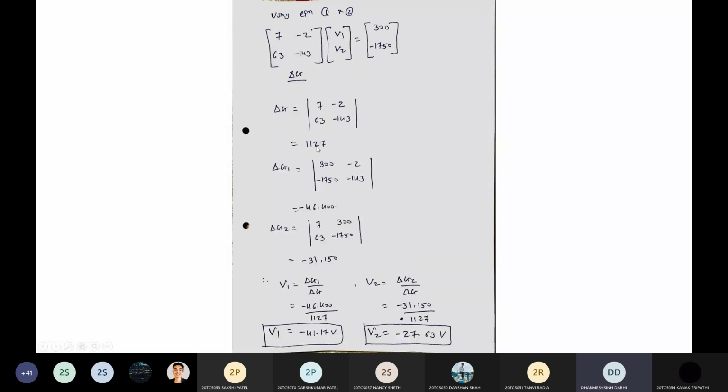If you calculate the determinant of this delta G, 7 minus 2, 63 minus 143, you get the determinant minus 875. Check it, everyone. Here is my mistake, I made a calculation error, I put plus instead of minus. 7 multiply 143 you get minus 1001 and 63 multiply 2 you get 126, so minus 1001 plus 126, you get delta G minus 875. Does everyone get delta G minus 875? Yes sir. After the lecture I will send the corrected file of this presentation.